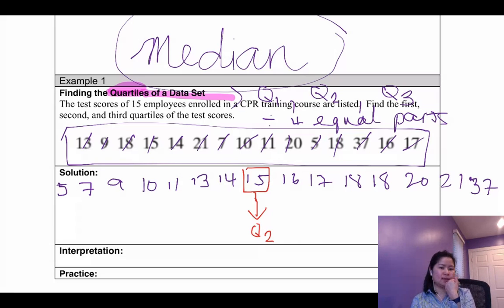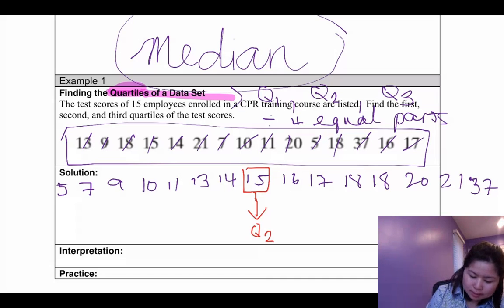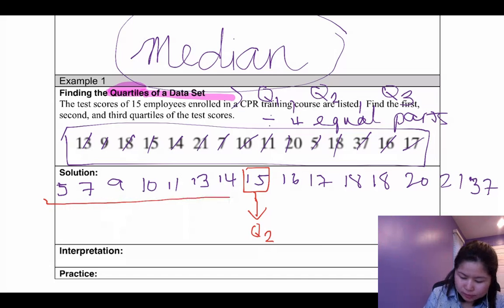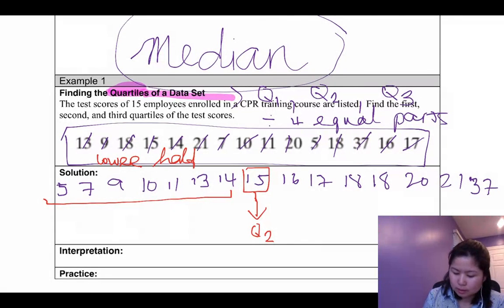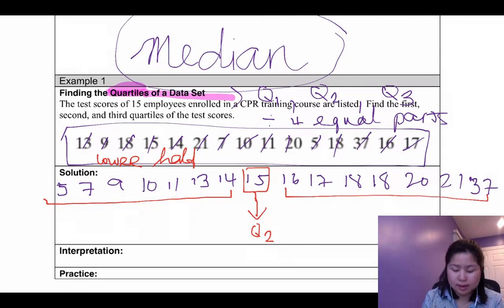Thank you, Justin. Thank you, Xavier. It is 15. That's my median. Also, the median of the whole data set is Q2. For this part, from 5 to 14, what we call this one is the lower half. From 16 to 37, we call the upper half.